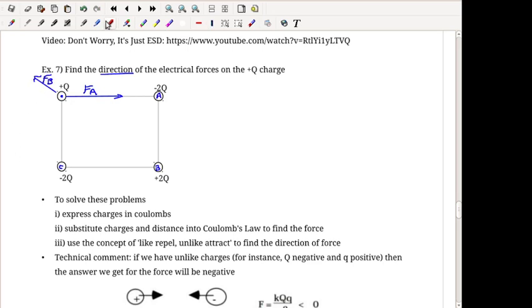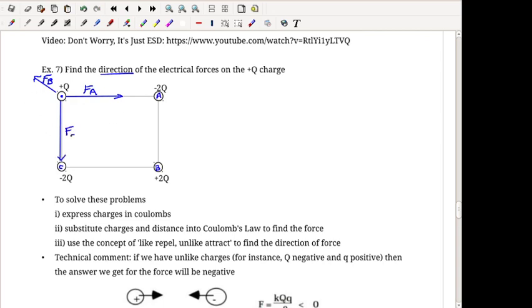So there's FB. And then between charge Q and charge C, again plus and minus. So opposite charges, they attract or repel? They attract, which means charge Q is going to be pulled downward towards charge C. And I might make this arrow just slightly bigger than FA because it looks like the distance is slightly less than between A and Q.